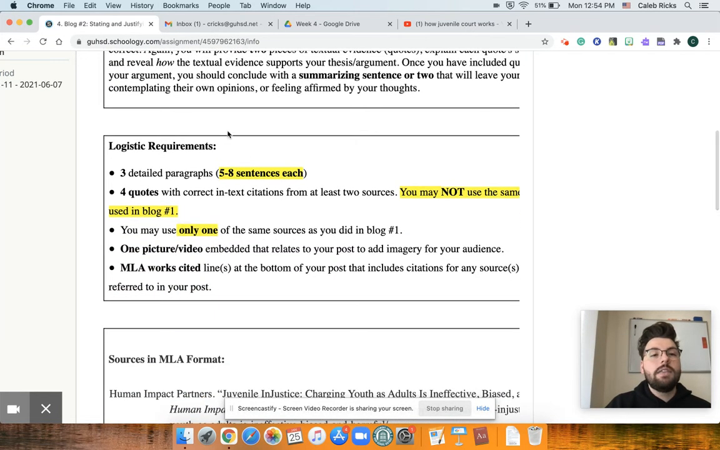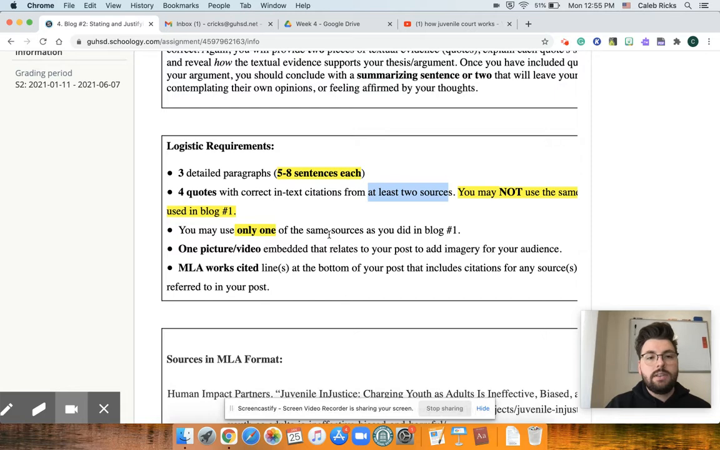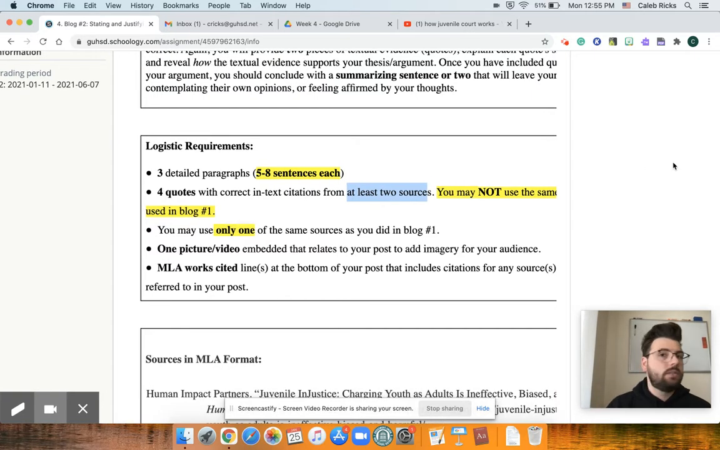In terms of the logistical requirements, like I said, 3 detailed paragraphs, and these should be about 5 to 8 sentences each. You will need to use 4 quotes in total from at least 2 sources, but I want to point out you may not use the same quotes as you did in blog number 1. For obvious reasons, otherwise you're just reiterating the same work, whereas you can revisit one of the same sources, but you may not use one of the same quotes.